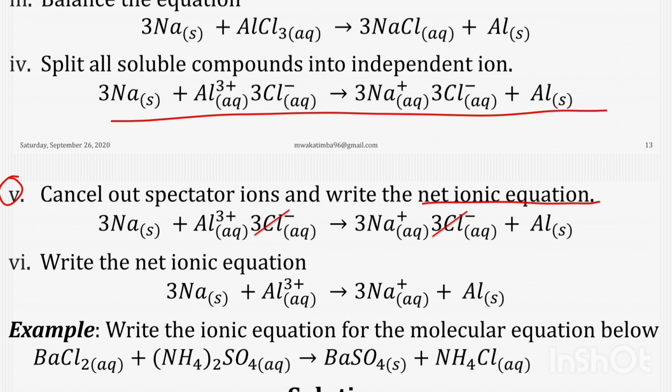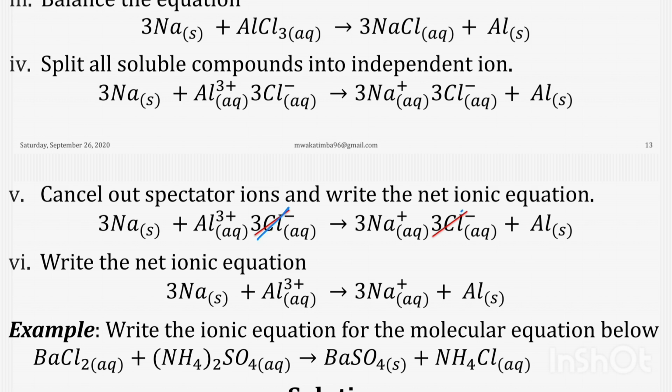The net ionic equation is obtained, as I said previously, by cancellation of the species known as spectator ions. Here we can see that when we say spectator ions, it means that when this one is similar to this one, it does not participate in the chemical reaction. Here this one is sodium solid, but here it is sodium aqueous, so this one is not a spectator ion. And also this aluminium is aqueous, and this aluminium is solid, so this one is not a spectator ion. So the spectator ion is the chlorine ion.